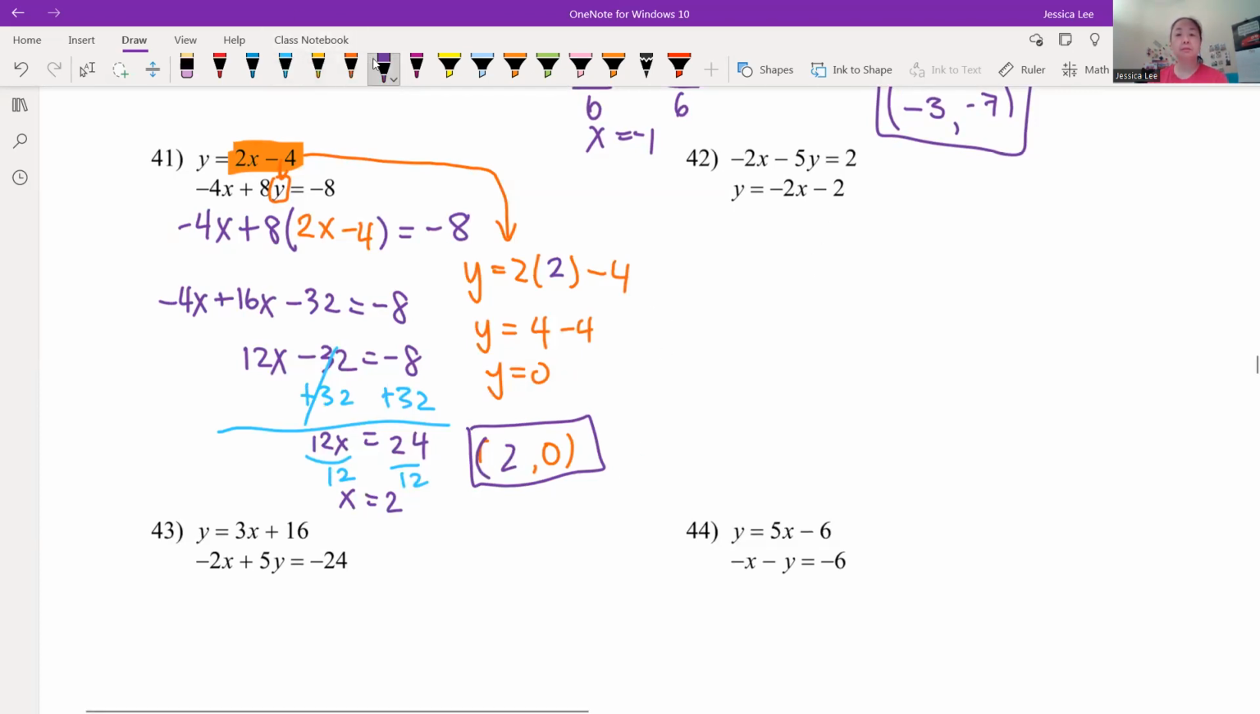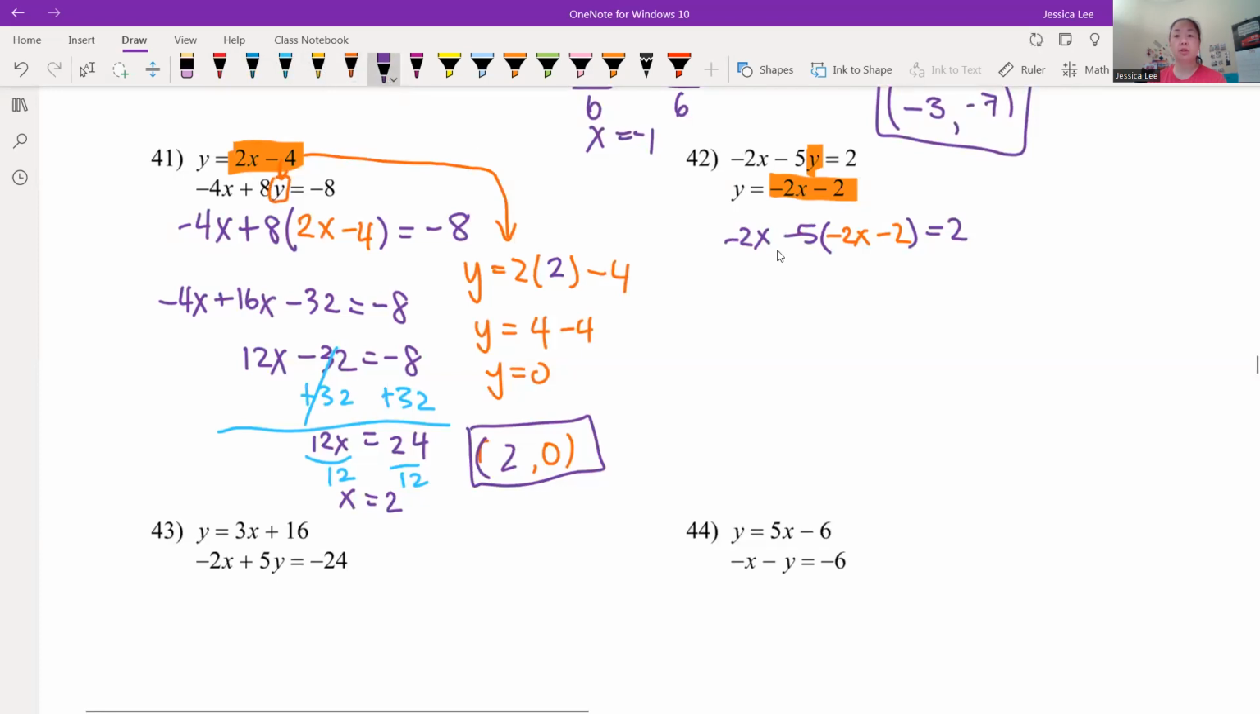Okay, so let's try this out. Same thing. This time our bottom equation has the y equals, it's in slope-intercept form. We're going to just plug it into there. So we're going to just copy everything else down. So negative 5x, this is where our y is going to go, is equal to 2. So our y is going to be negative 2x minus 2. Ooh, that's weird. Minus 2. There we go.